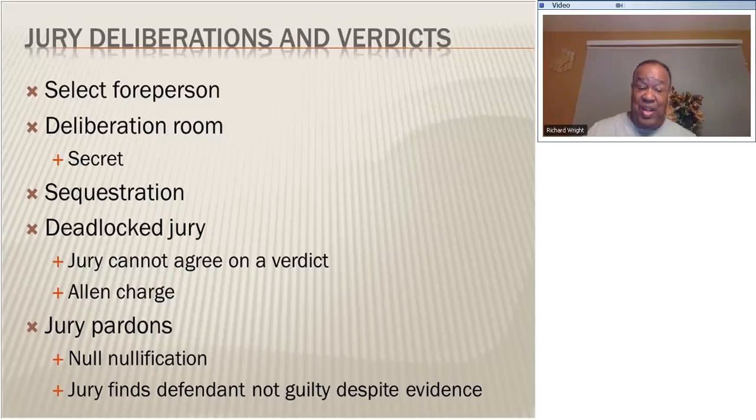The jury finds the defendant not guilty, despite the evidence. This very rarely happens, but there are some instances where the judge can step in, what we call a judgment notwithstanding the verdict, where the judge's decision overrules the jury's. Very rarely happens.